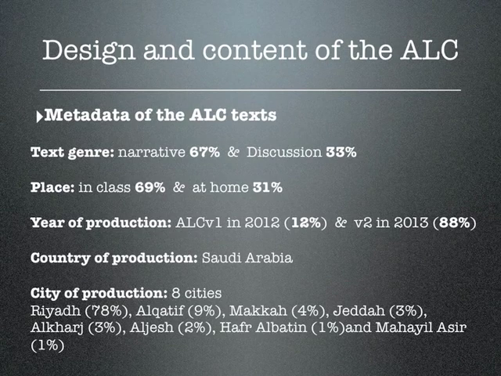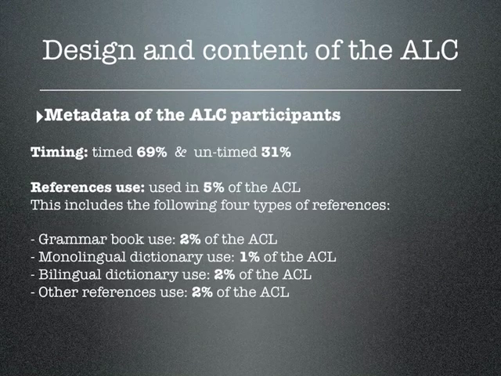The first version of the Arabic Learner Corpus was collected in 2012, which represented 12% of the current data, whereas the second version was collected in 2013 and represented 88%. The entire corpus data was produced in Saudi Arabia, in 8 cities. The capital city Riyadh has the largest portion of the corpus, which is 78%. Timing was based on the location of the materials being produced.